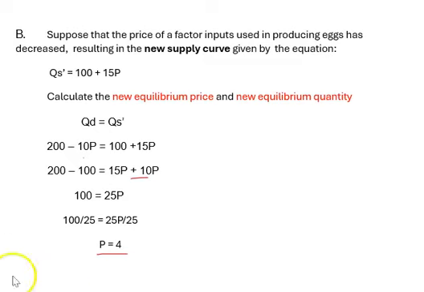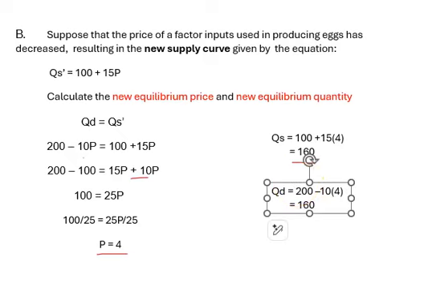To find quantity, we substitute 4 into QS or QD. If we substitute it into QS, we get QS equals 100 plus 15 times 4, and it gives us a quantity of 160. If we substitute it into QD, we get the same result of quantity equals 160.